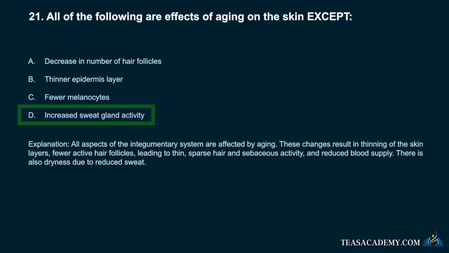All aspects of the integumentary system are affected by aging. These changes result in thinning of the skin layers, fewer active hair follicles, leading to thin, sparse hair and sebaceous activity, and reduced blood supply. There is also dryness due to reduced sweat.